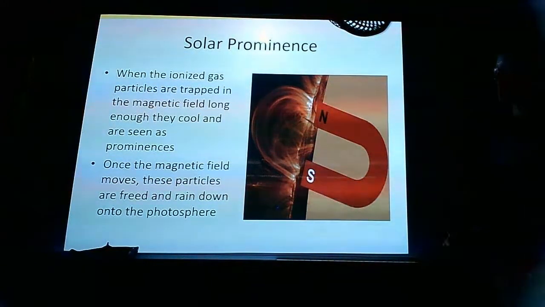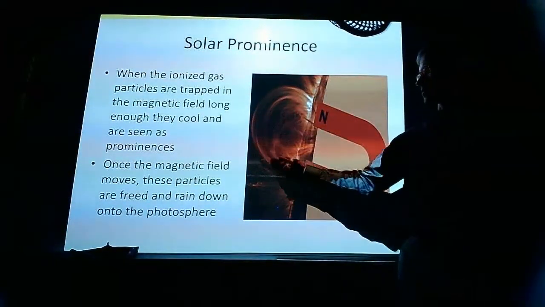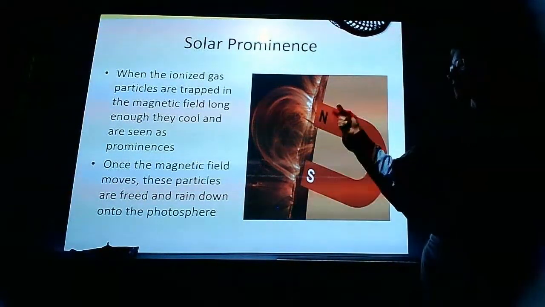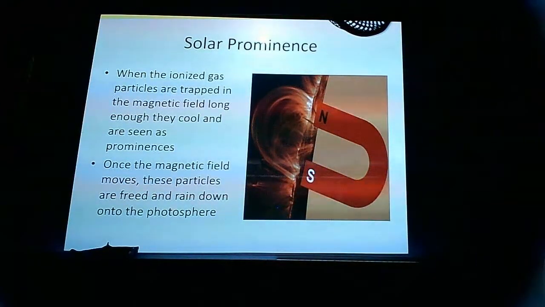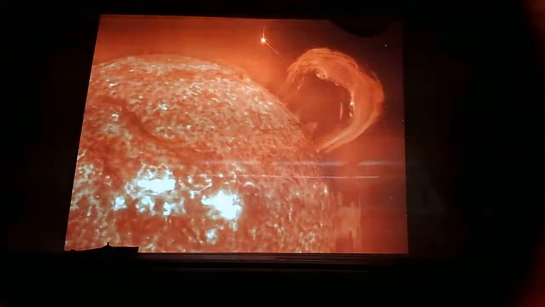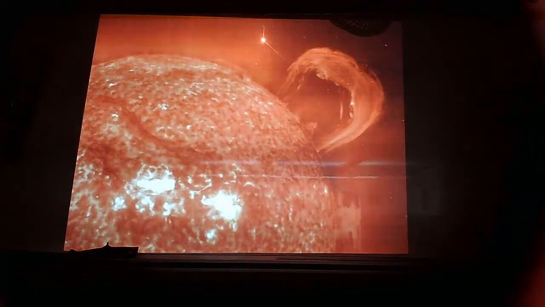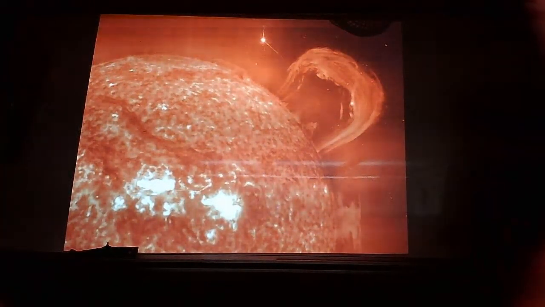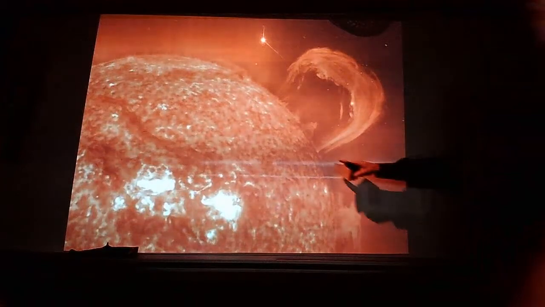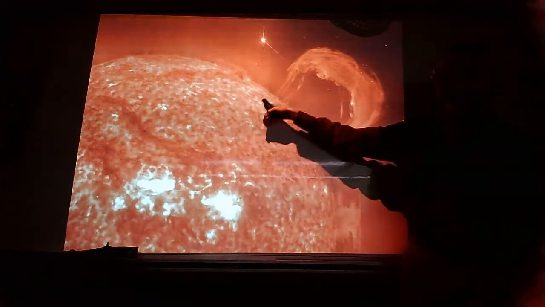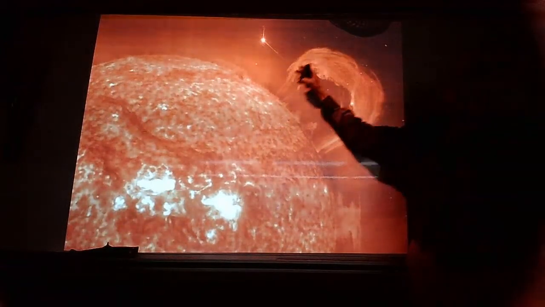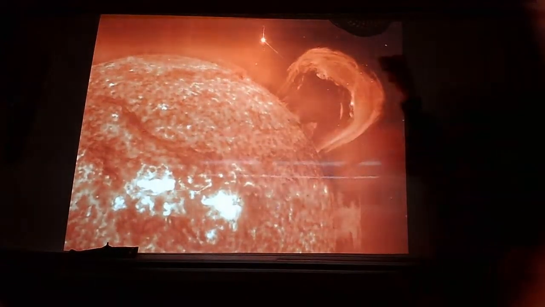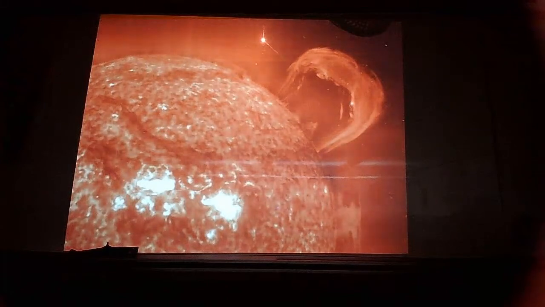So what ends up happening with these prominences then is once the magnetic field moves, they just rain back down to the surface because they're no longer trapped inside those lines. So this is an example of a prominence right here. This is a real one taken from a camera that must be pretty close to the sun there. And it looks very menacing, but once the magnetic field moves, all of this stuff is just going to rain back down on the sun. It's not going to blast out to space and hit us. That's something we'll talk about next, and those are called solar flares.